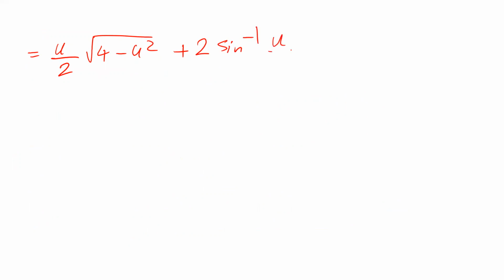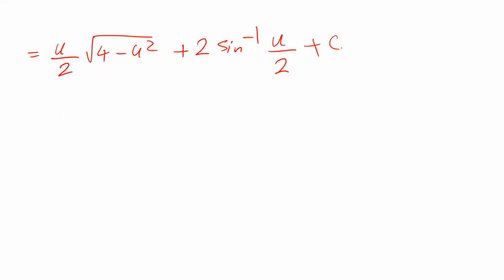Therefore you can solve this integral as u divided by 2 times square root of a² minus u², and a is equal to 2, therefore that will be 4 minus u², plus a² divided by 2, and a was 2, therefore a² is 4 divided by 2 will be 2, times sine inverse of u divided by a, which is equal to 2, plus c, which is the constant of the integral.